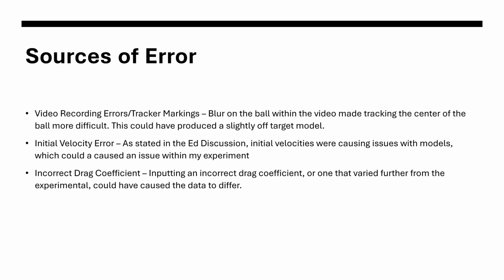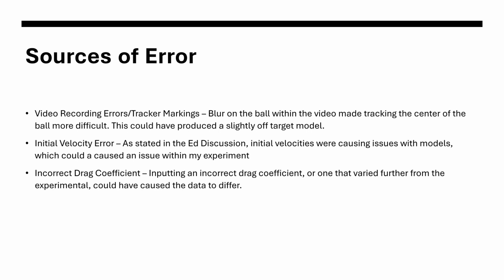Sources of error can include the video recording error or tracker markings. The blur on the ball within the video made tracking the center of the ball more difficult, and this could have produced a slightly off-target model. The initial velocity error could also have affected it. As stated in the Ed discussion, initial velocities were causing issues with the models, and some people were having to use the third and second time instead of the first and second. An incorrect drag coefficient could also have been a source of error. Inputting an incorrect drag coefficient, or one that varied further from the experimental model, could have caused the data to differ.